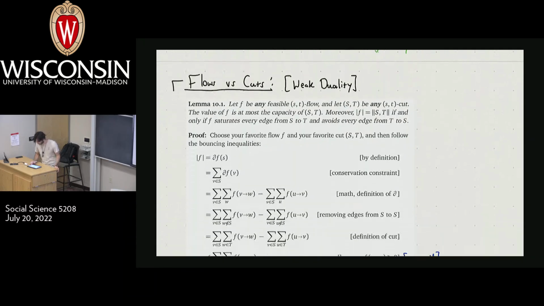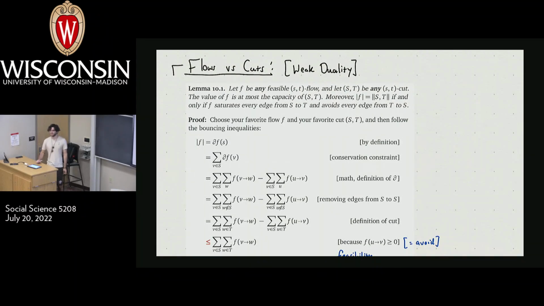Okay, so let's talk about how flows and cuts are related. This is called weak duality. What this is saying is if you fix any flow that's feasible, and you pick any cut that you want, then the value of the flow is at most the capacity of that cut. So any cut gives an upper bound on the best flow value you could ever get.